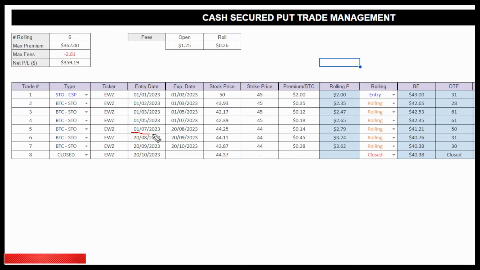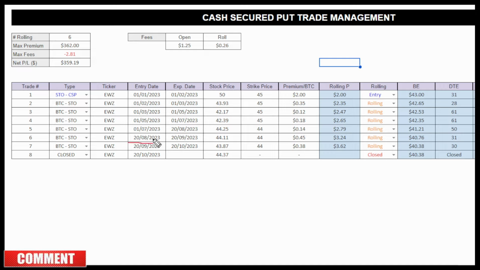Okay, on 4th of July, we rolled our trades for another 30 days, as you guys can see here, 4th of July to 20th of August. So basically 50 days. But the reason why we went 50 days, a little bit more than 30 days, is because we rolled the strike price from 45 to 44, and we're still collecting 14 cents. Okay, this is not too bad. This is not too shabby. If you can decrease your risk here, which is lowering your strike price, and at the same time collect premium, this is amazing, okay?